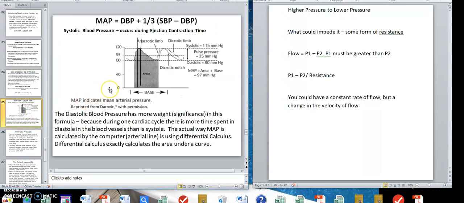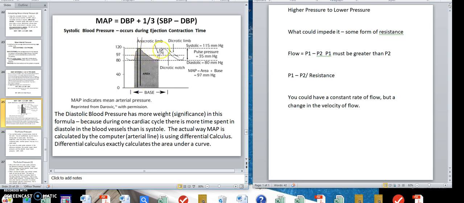All right, this is kind of what you're looking at here. Think about the blood vessels. Think about the cardiac cycle. Go back and study if you forgot it. During ejection contraction, that's when the heart pumps blood to the blood vessels. During that time, it squeezes at a high pressure. So your systolic blood pressure, if you say you have a blood pressure of 120/80, your systolic is when the heart is doing ejection contraction. That's only a minority of the time.